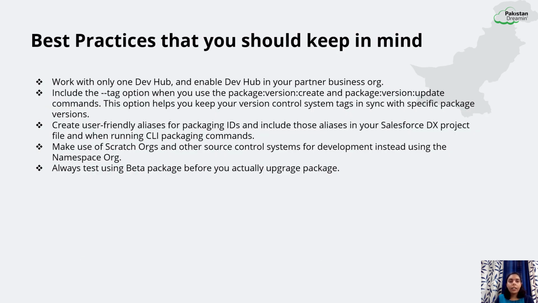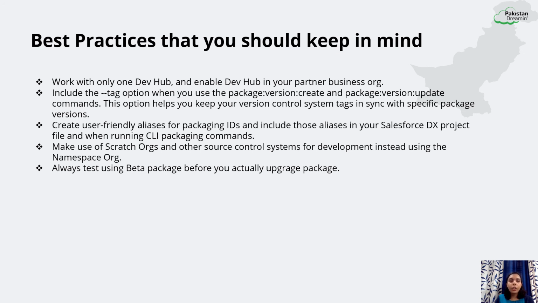The first one is for a DevHub. Work with only one DevHub. It is better to enable the DevHub in your partner business org itself. Next one is use a tag option when you use the package version create or package version update commands. This will help you keep the version control system tags and the package versions in sync.